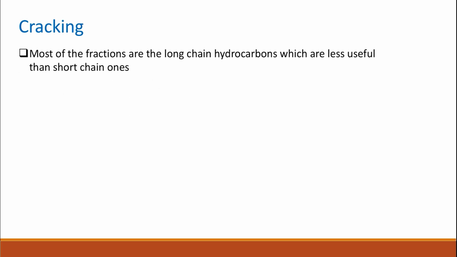Most of the fractions that are separated using the fractionation of the crude oil are long chain hydrocarbons, which are much less useful than the short chain hydrocarbons. And in order to use these long chain hydrocarbons and make them more useful, we use something called cracking, where the long chains are broken down to give you shorter chain hydrocarbons, which are much more useful than the longer chain hydrocarbons.